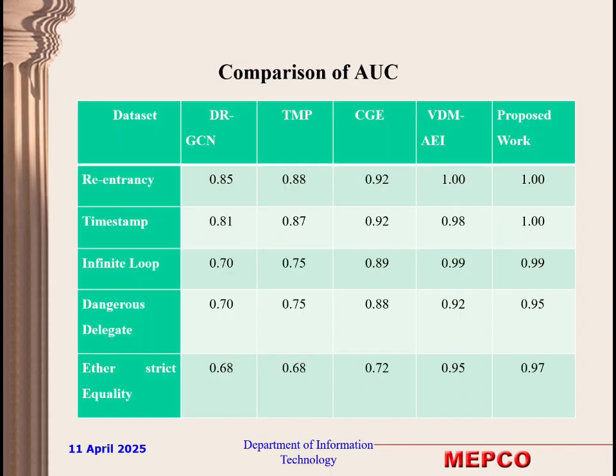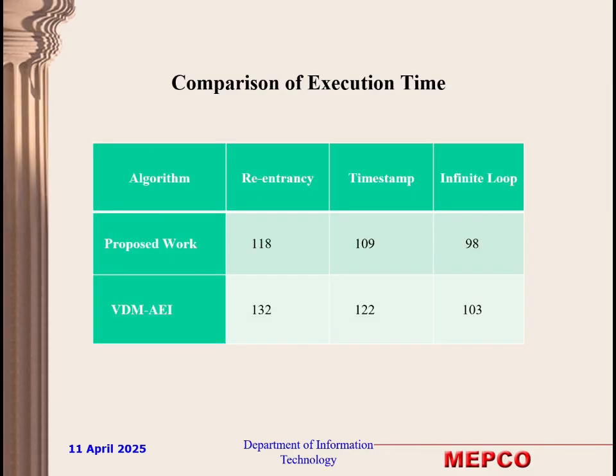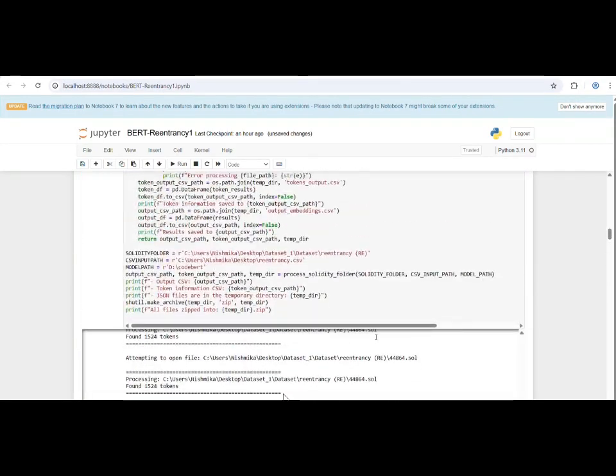This is the comparison of area under curve. Here the proposed work performs well compared to other models. This is the ROC curve analysis. This is the execution time analysis, where our proposed work executes with a lower time complexity and execution time compared to other models. This is the implementation of our project.